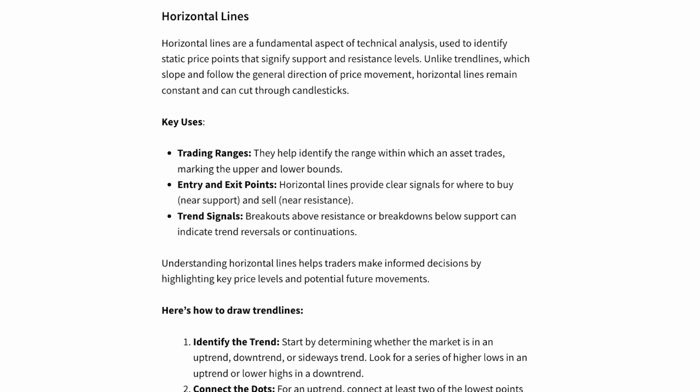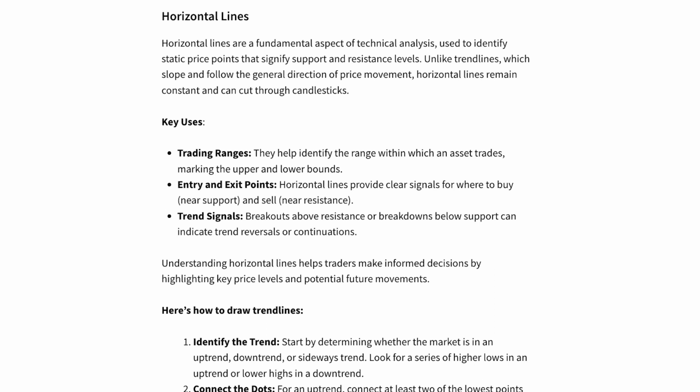Unlike trend lines, which slope and follow the general direction of the price movement of the trend, a horizontal line remains constant and can cut through candlesticks. We're going to look at these in just one second. But the key uses here are to find a trading range, to find maybe an entry and exit point, which is a little more strategy talk, and then to signal various trends.